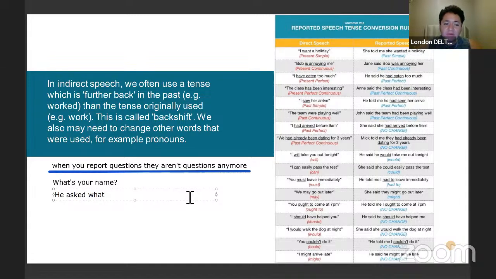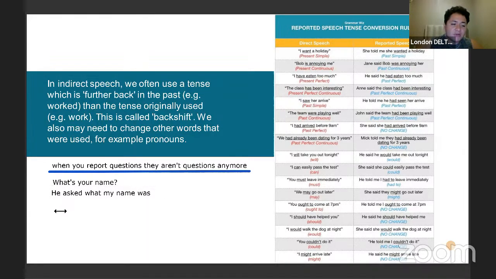Okay, so el is del what's, luego cambiamos, en vez de decir what is your name, diríamos en pasado. Had. Ese sería como presente perfecto. ¿Cuál es el pasado de is? Was. Good. So what my name was. ¿Cuál es tu nombre? Él me preguntó cuál era mi nombre. Okay. Now, you see, we are using backshift, but there's another thing.